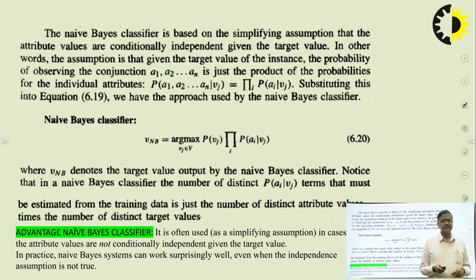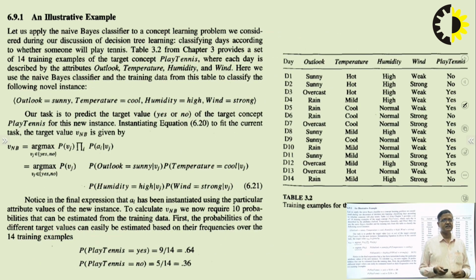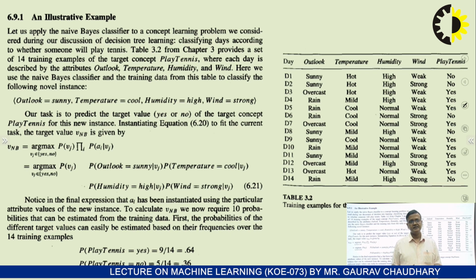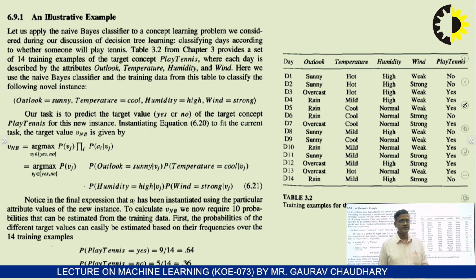Now we will see an example of the naive Bayes classifier. This is an illustrative example. Here we have 14 examples, and the attributes are outlook, temperature, humidity, and wind, and the target value is play tennis, which is whether to play tennis on a particular day or not. Whether you are going to say yes or no for playing tennis on that particular day.